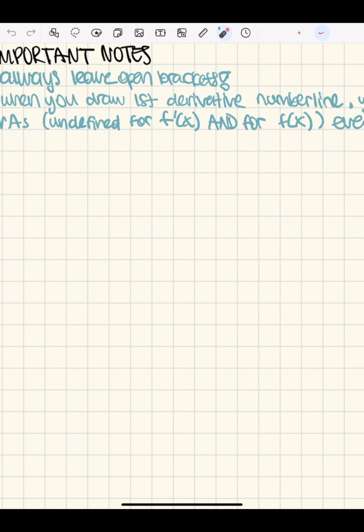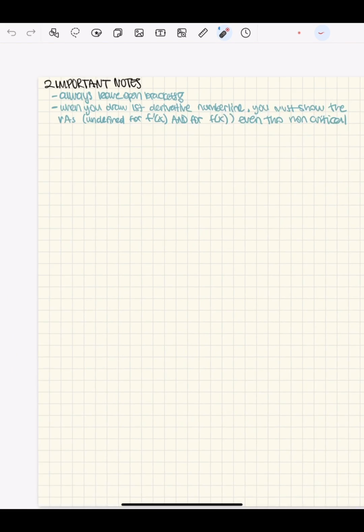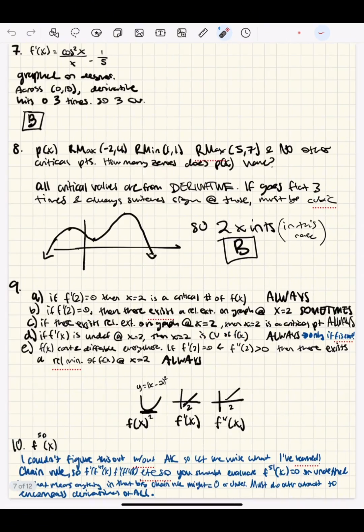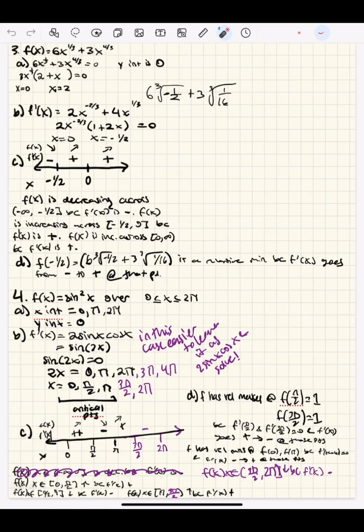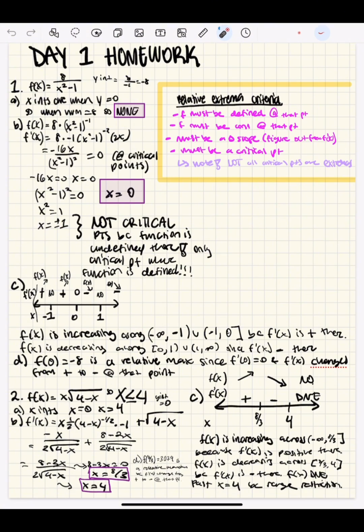Yes, I do, which is that when you draw the first derivative number line, you must show the vertical asymptotes, which I wrote as undefined for f prime x and for f of x. So that's another important thing. I think I just said this, but in case it wasn't clear, if it's undefined for f of x, it's going to be undefined for f prime x. So you must show the vertical asymptotes, even though they're not critical points, because the slope can absolutely change around them. Sorry, it's messy. It's really important that you do that.